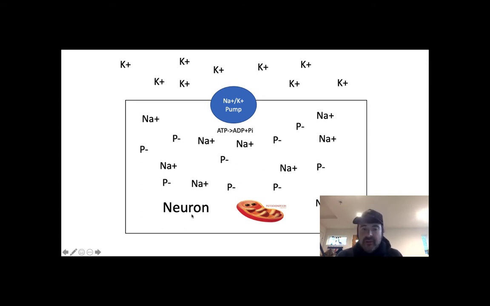And let's pretend this cell we're looking at here is a neuron. Neurons have millions of sodium potassium pumps embedded in their membrane because they are electrically active cells. They rely on ionic, what's called disequilibrium. Not equilibrium, but disequilibrium. So let's look at what that means.